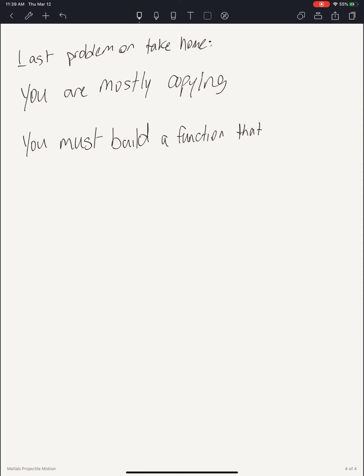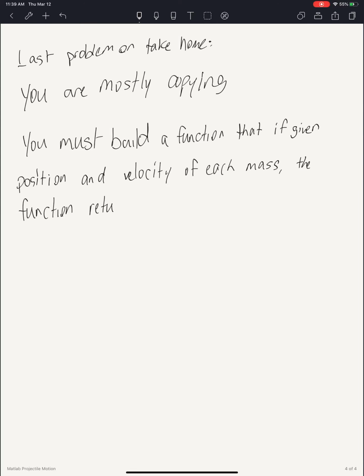that, if given position and velocity of each mass, the function returns velocity and acceleration of each mass. I want to elaborate on that with the example we just provided.